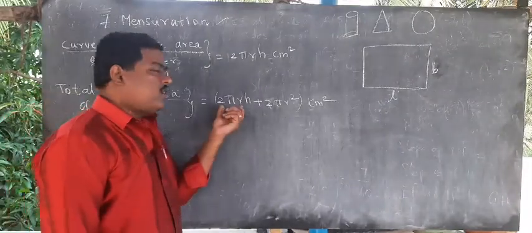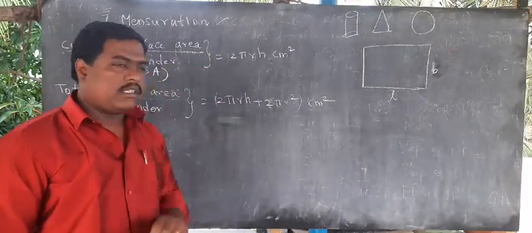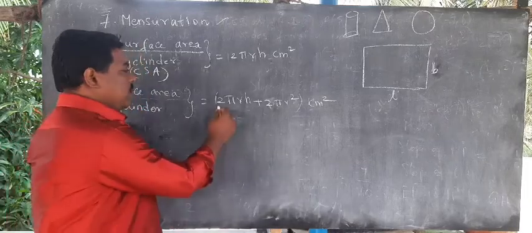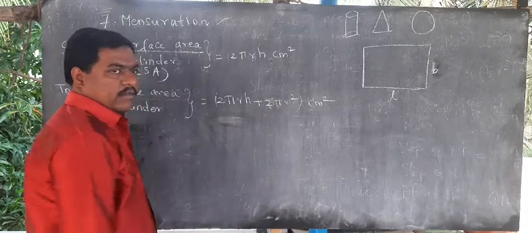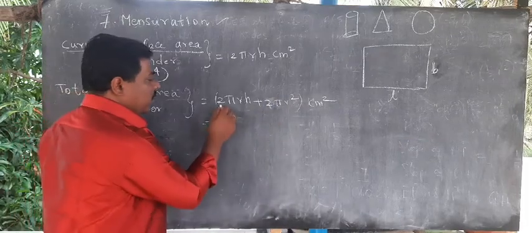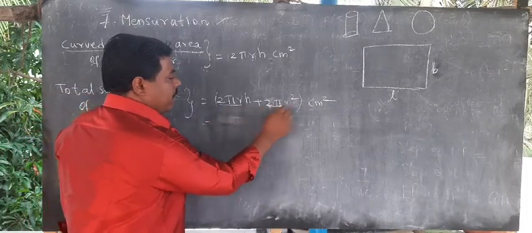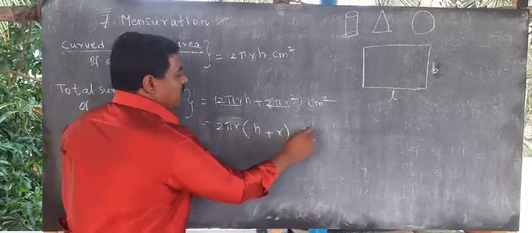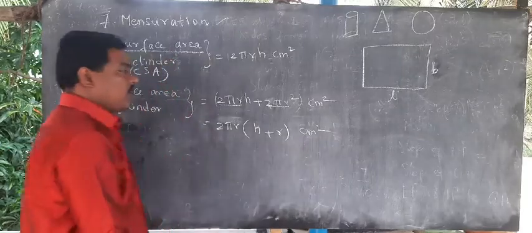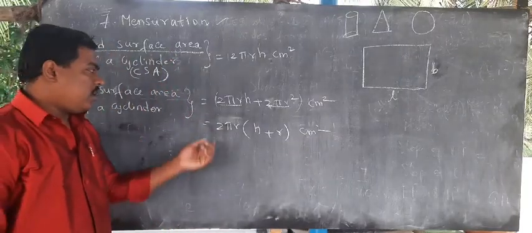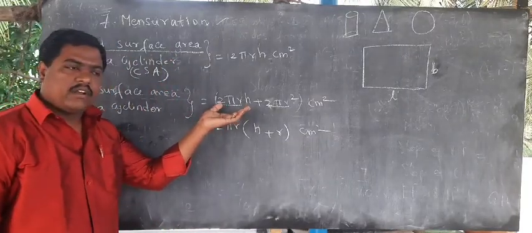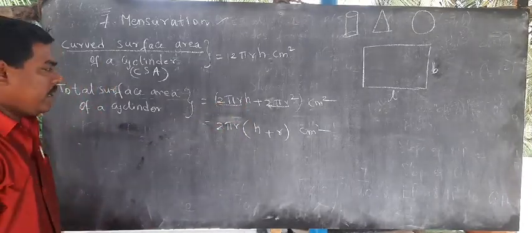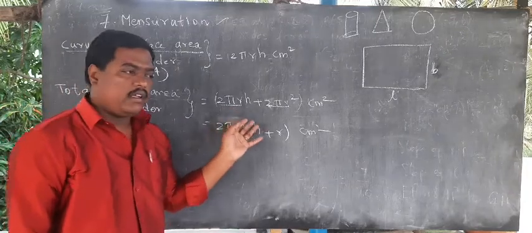Right. So total surface area means top and bottom of the cylinder plus curved surface area of the cylinder. So the formula is, I write, 2 pi rh plus 2 pi r square. Here I take 2 pi r common in both, so 2 pi r remains, h plus r. If we want to write like this or like that, both are the same. These formulas we need to apply in the sums, right?